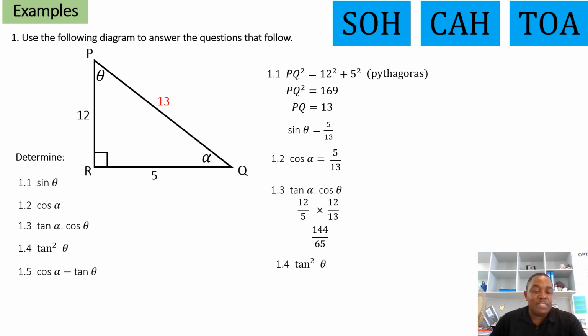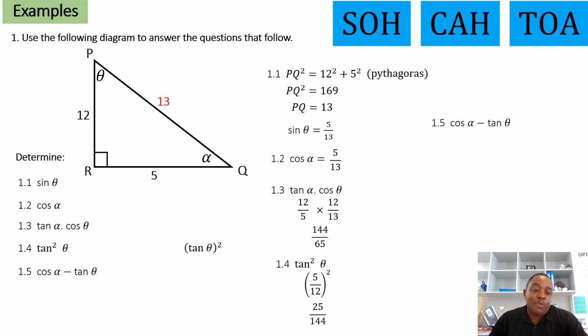Next question, tan squared theta. Remember this, very important. Here, that tan squared theta actually means tan theta all squared. That is crucial. So find the ratio and square the ratio, and not the angle. Want to be careful there. Therefore tan theta, according to our diagram, is 5 over 12, and that means we have to square that 5 over 12, and that gives us 25 over 144.